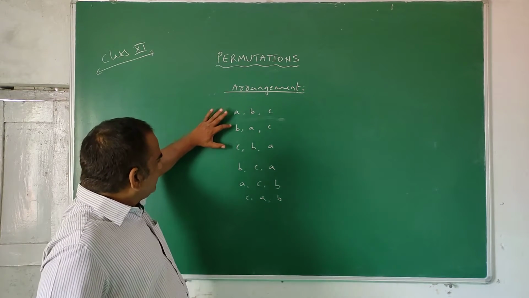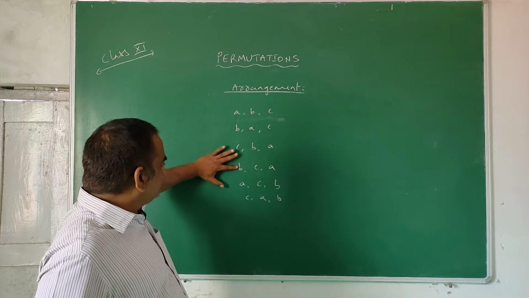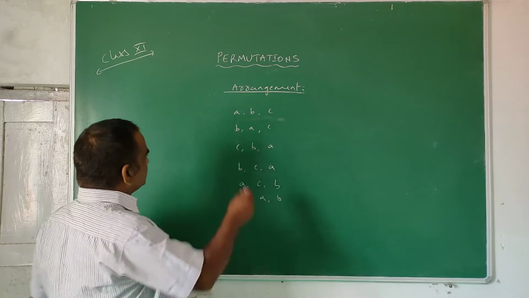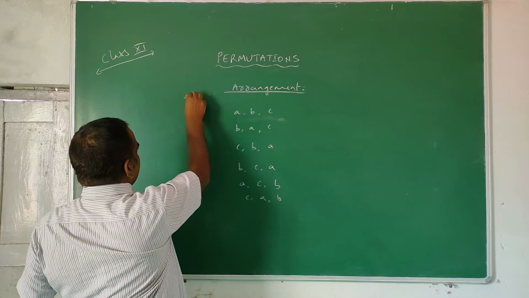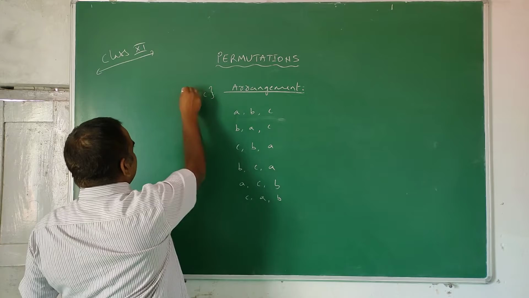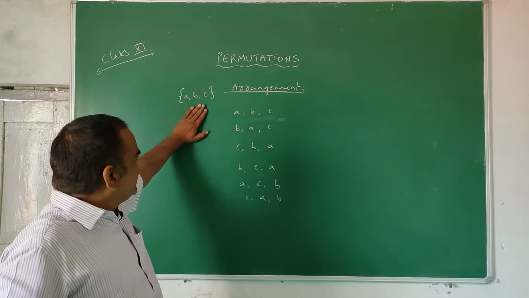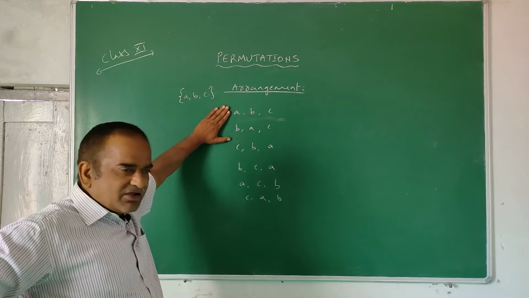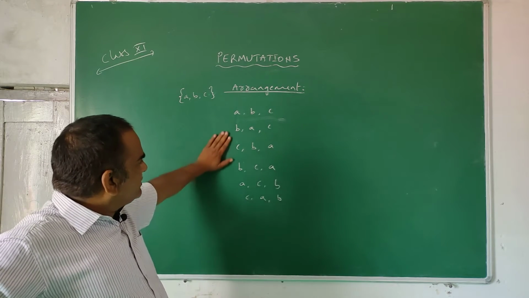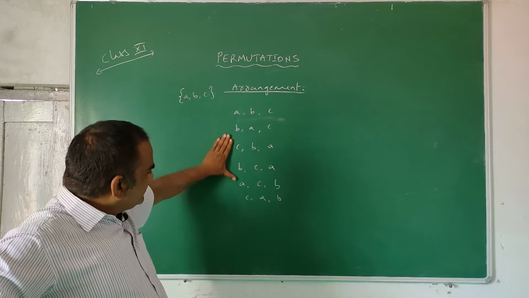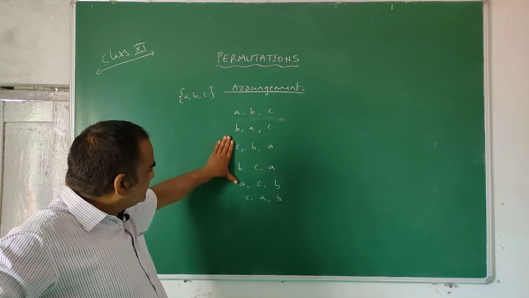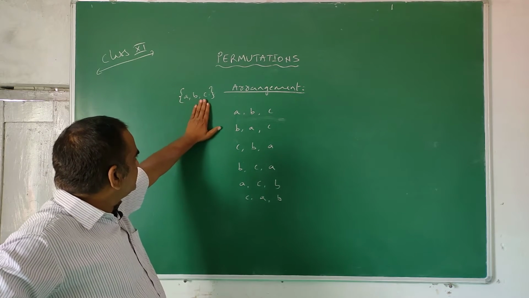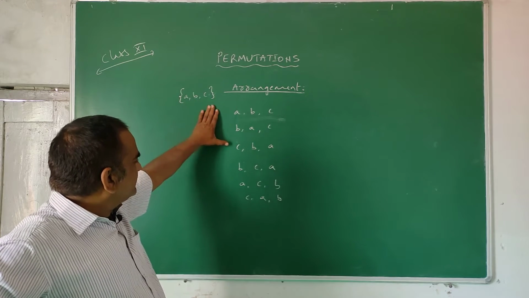See this: ABC, BAC, CBA, BCA, ACB, CAB. So 1, 2, 3, 4, 5, 6 permutations you got. If the set of given things is ABC, and you are using all the given things from this set and making all possible arrangements, you can see now these 6 are the only possible permutations that can be made by using the 3 things from this set.